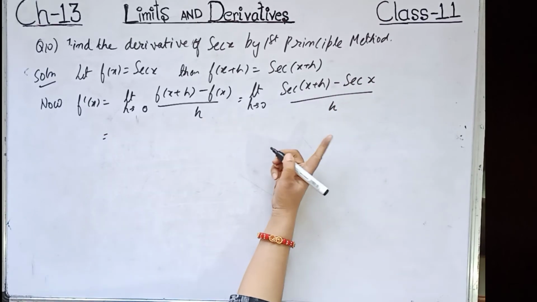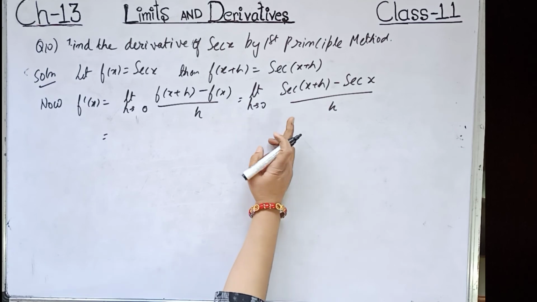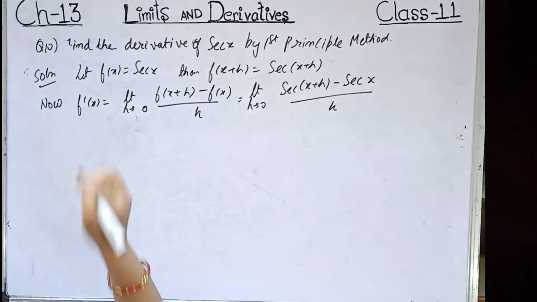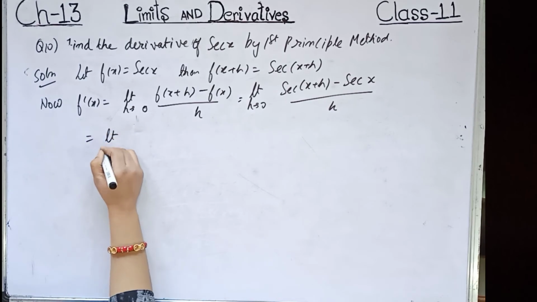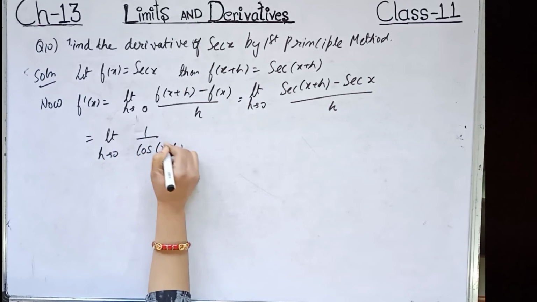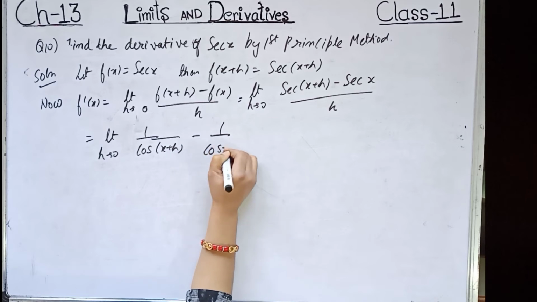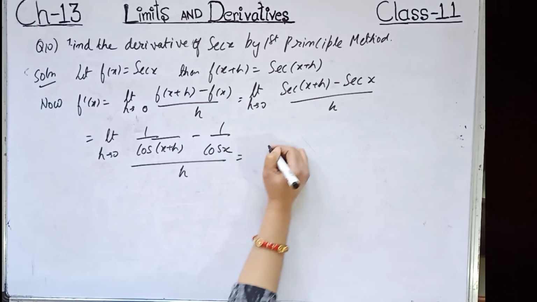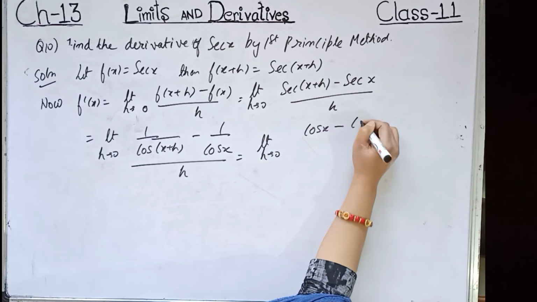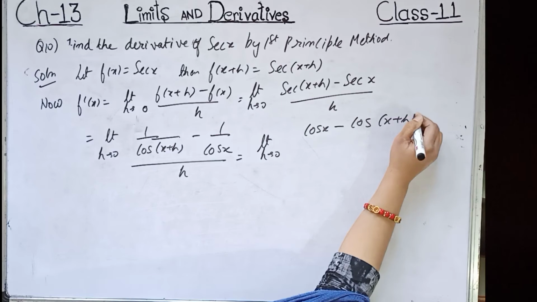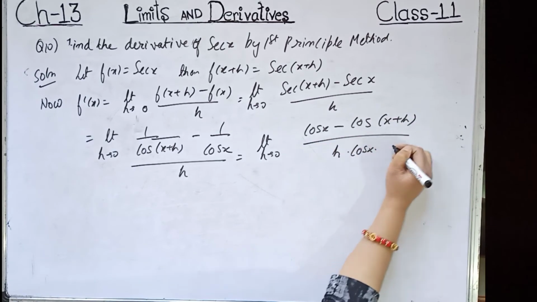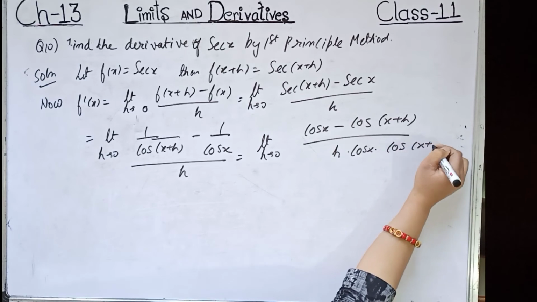Now sec a minus sec b we haven't done, so we will be reducing sec to cos form. So let us first write the limiting value: limit h tending to 0 of [1 by cos of (x plus h) minus 1 by cos x] divided by h, equals limit h tending to 0. Let us take the LCM and solve. Divided by h into cos x into cos of (x plus h).